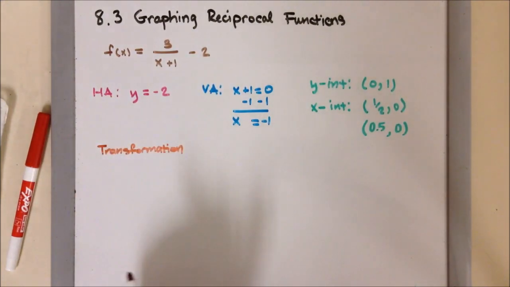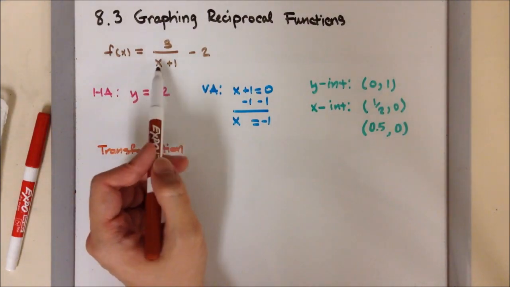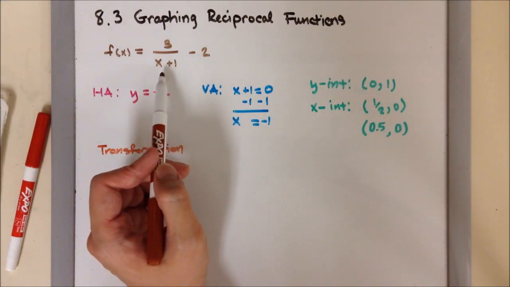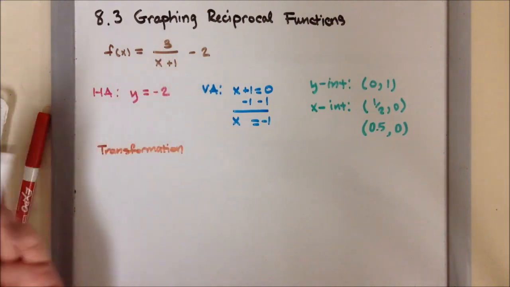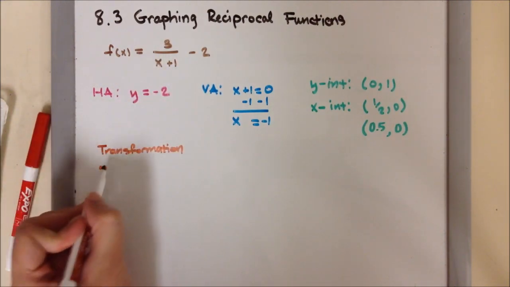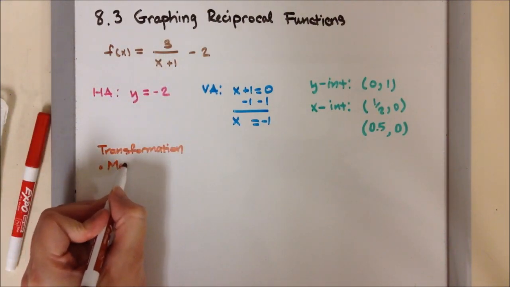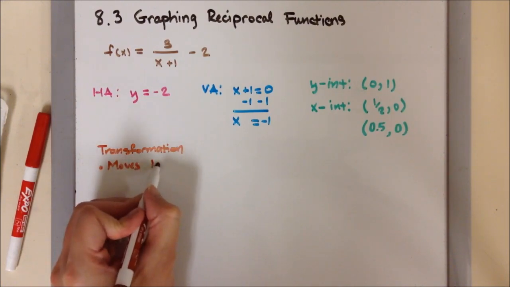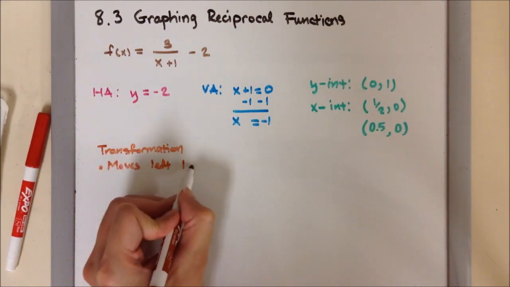So, as I mentioned in the previous video, any number that's behind the x is going to go left or right. So in this case, if it's x plus 1, it's going to shift or move left 1 unit.